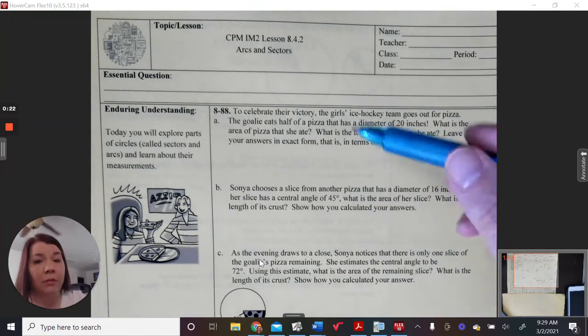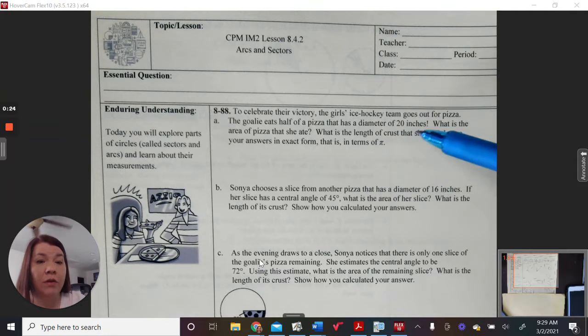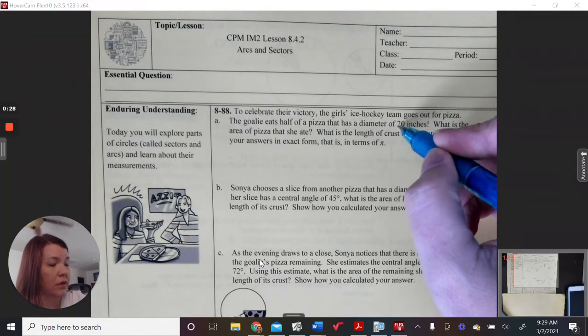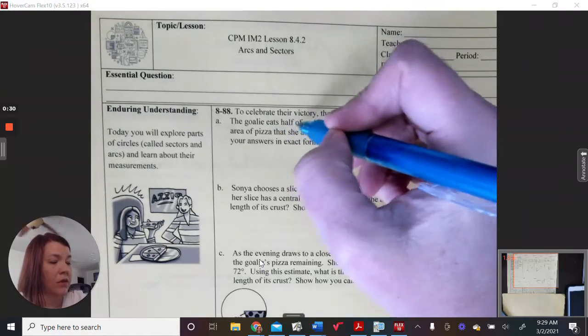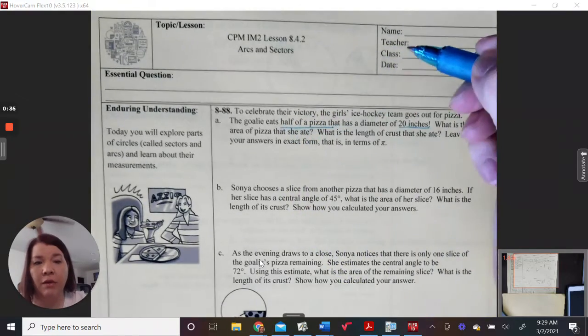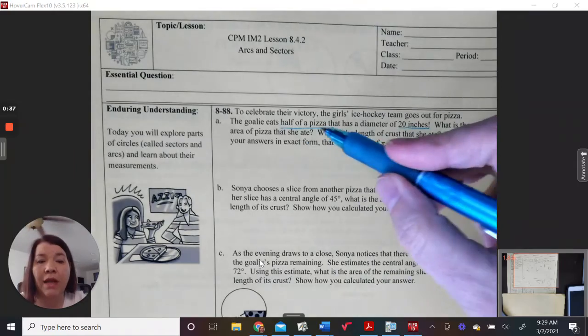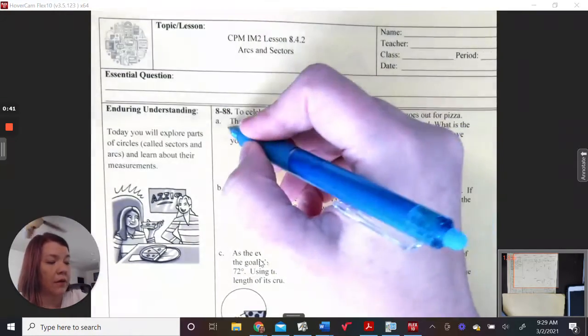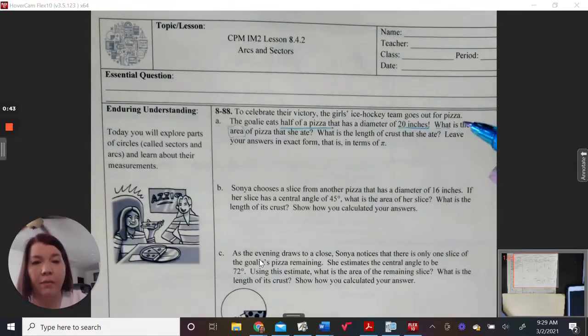So to celebrate their victory, the girls' ice hockey team goes out for pizza. The goalie eats half of a pizza that has a diameter of 20 inches. The diameter is 20. She has eaten half. What's the area of the pizza that she ate? The question is, what is area? So that's what we're trying to find out.